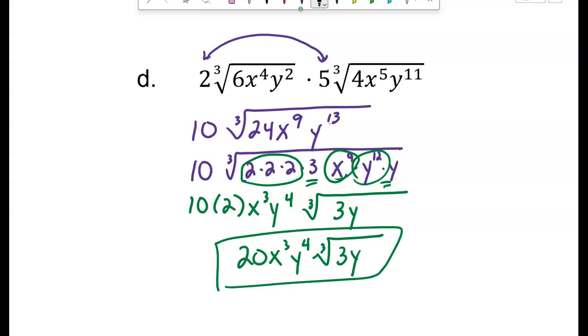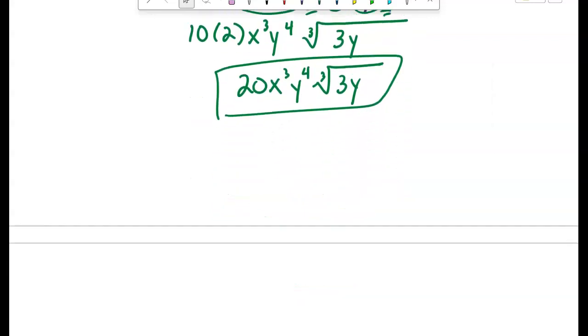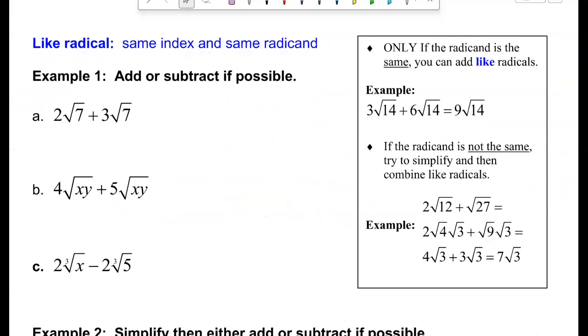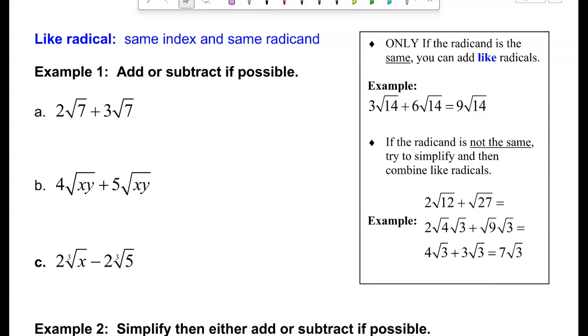All right, how are we feeling? A little bit better? Okay. All right, let's try now some other stuff you're supposed to be able to do. Again, you were all taught this last year from me, and you were taught it in Algebra 1. It says add or subtract if possible. Here's the rules you need to remember. You can only add and subtract things if they're like terms, right?